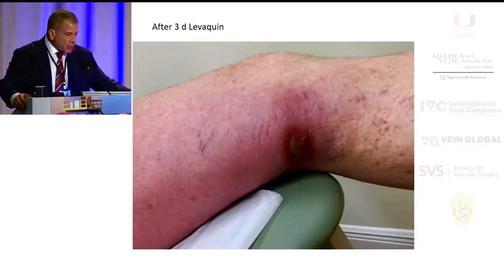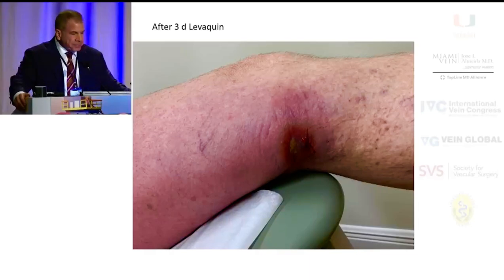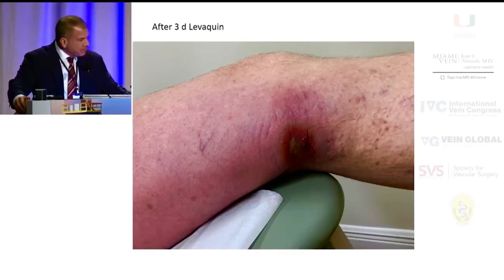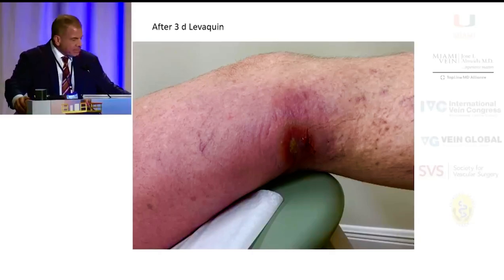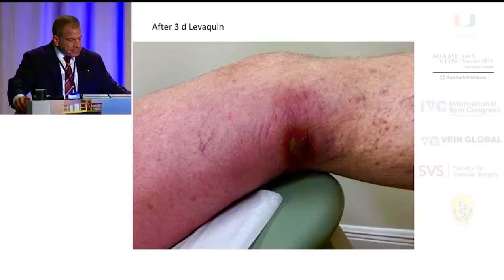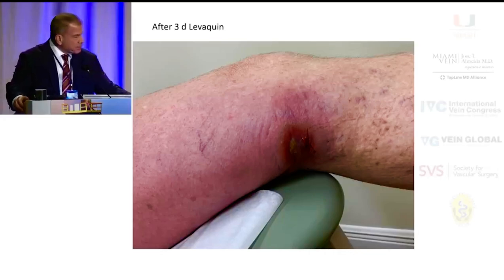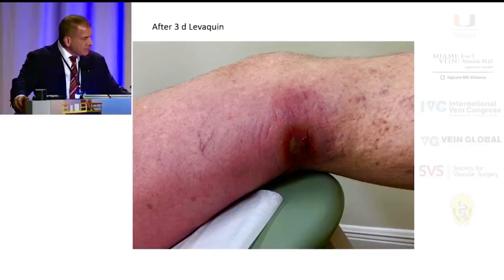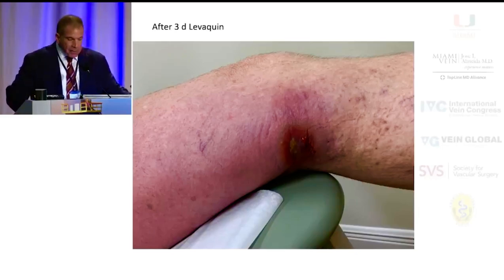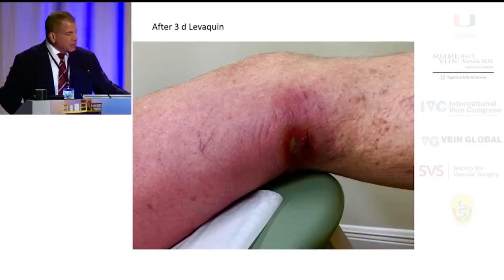3 days of Levaquin, he comes back in with this. Ed? Well, yeah, that does look like an infection, so I might even see if there's something I could open up and drain. All right. BK? Yeah, you've got to open that up. You've got to drain it, and you've also got to begin to track whether there's any deep venous thrombosis. Yeah, because you may end up having to excise the vein.